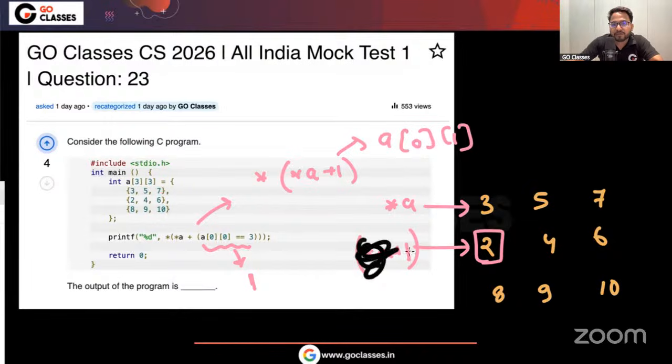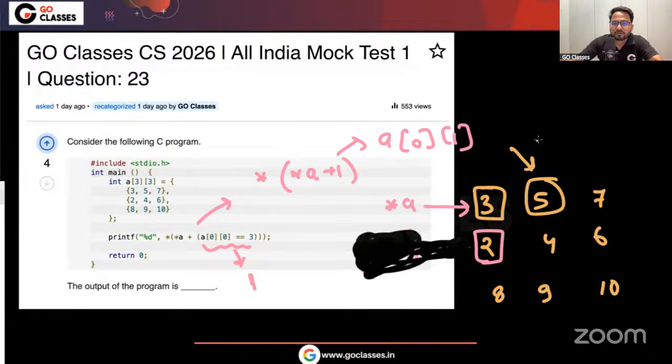Sorry about it. So basically, star A plus 1 means A is pointing to the whole array. Star A will be pointing here. So star A plus 0 is this. Star A plus 1 will be this. So star A plus 1 will be pointing here. And the moment you put one more star, you are now talking about the 5. Yes, you are correct. Star A is pointing to 3 and star A plus 1 will be pointing to 5.